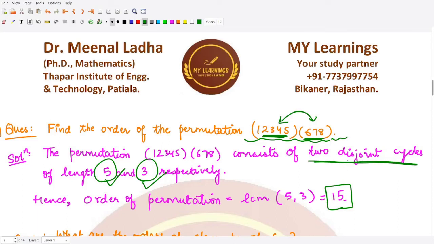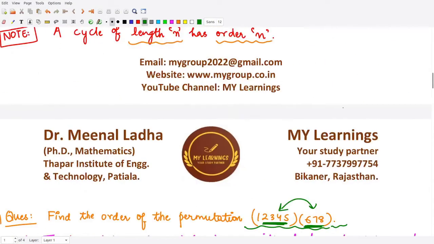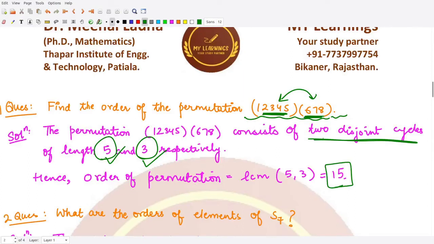So you see how easily we can calculate the order of permutation. Previously, what we were doing was we just kept on multiplying the given permutation until we obtained the identity permutation. So this is not what we are doing here. We are using this result here.